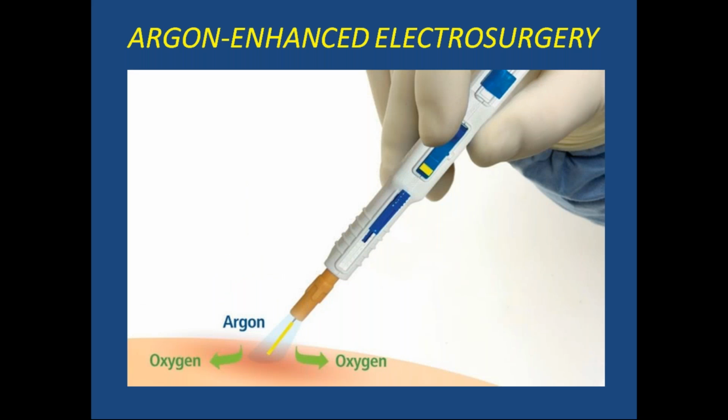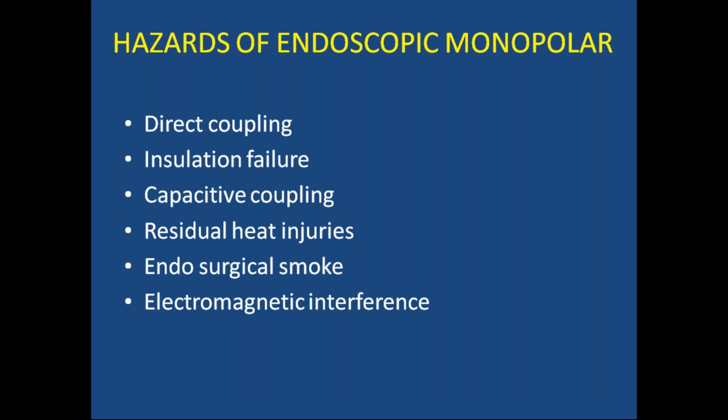So this is the advanced electrosurgical device. Now we will use the latest. So what are the hazards of endoscopic monopolar? Direct coupling, insulation failure, capacitive coupling, residual heat injuries, electrosurgical smoke, and electromagnetic interference.